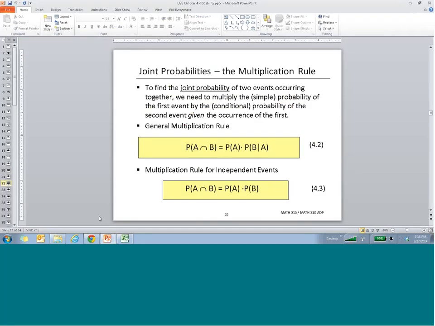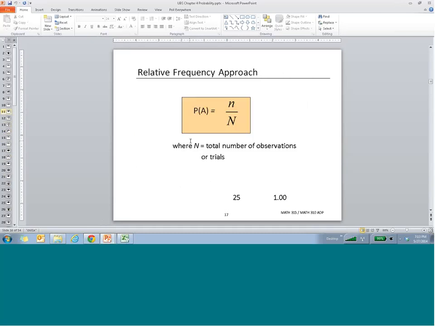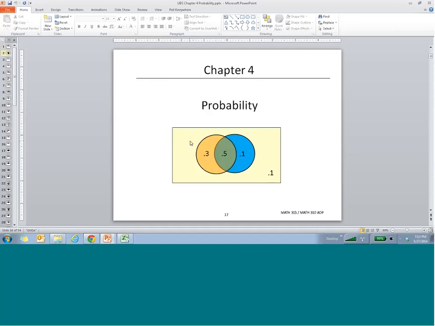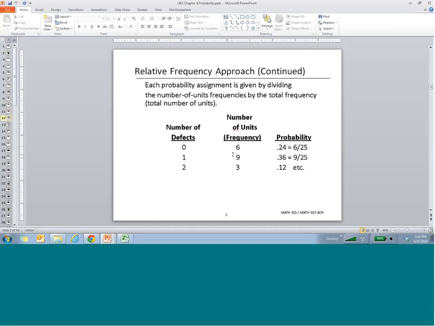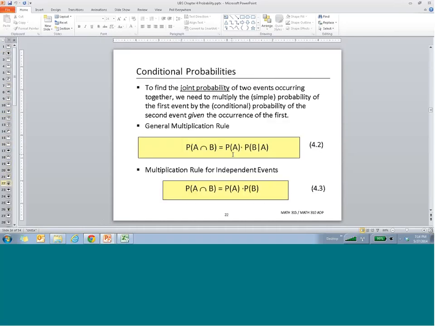Okay, so joint probabilities, this gets back into, and we haven't defined them yet here, this upside down U means intersection of, and it's the joint probabilities of two events occurring together. That's what this intersection is. So going back to our Venn diagram, this is the intersection of these two different events. So there's this orange event and there's this blue event. The intersection of them is this 0.5 in the middle. The union of them is both of them together. And that intersection is what's shown in this equation here. This upside down U is the intersection.